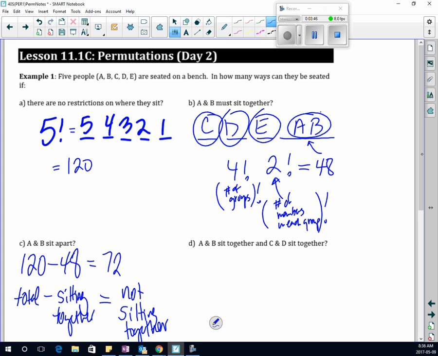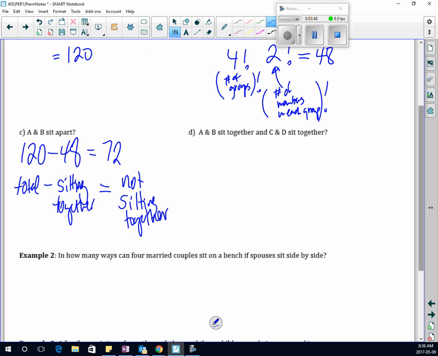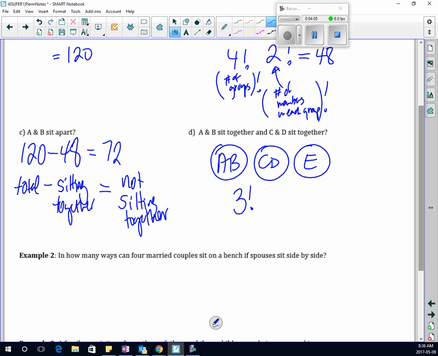How about if A and B sit together and C and D sit together? So we have to group A and B together in a group, and we have to group C and D together in a group, and E is in a group by itself. So how many ways can I do that? Again, we can order the 3 groups 3 factorial ways, and then within the group we can order them 2 factorial, 2 factorial. Very good, we're catching on. So that would be 6 times 4, which is 24.